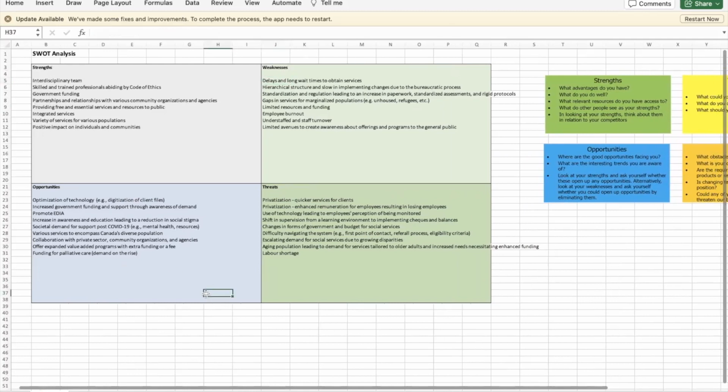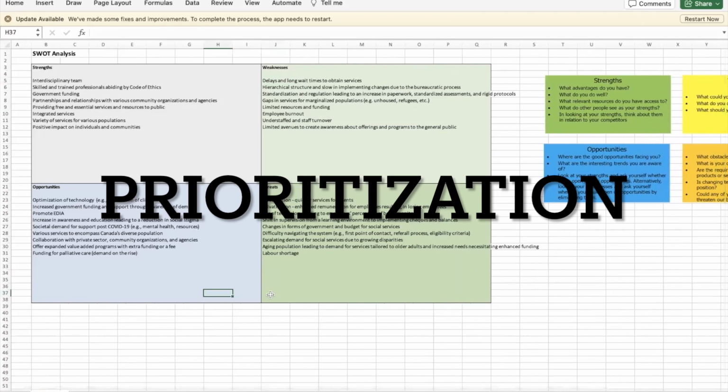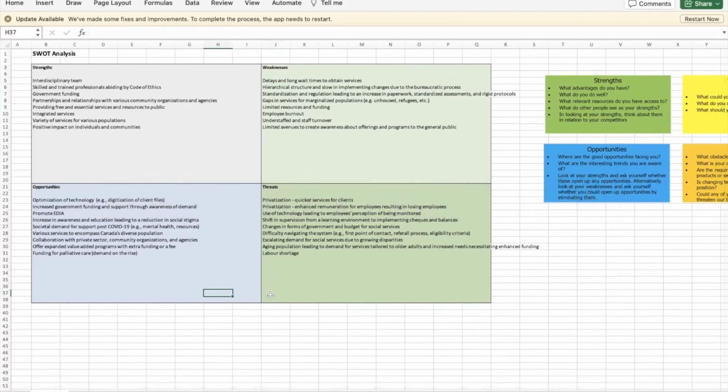Once this information is collected, there's a process of prioritization that occurs. This is a necessary step because, one, you may have a lot of information, and two, you'll want to validate what is on your SWOT. Voting for the items to prioritize is done with the same participants as data collection.